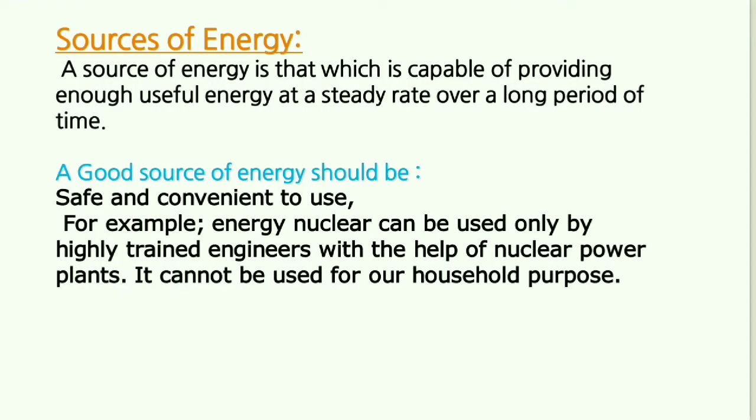To begin with, what is a source of energy? A source of energy is that which is capable of providing enough useful energy at a steady rate over a long period of time. So, there are some requirements for a good source of energy. These include safe and convenient to use. For example, nuclear energy can be used only by highly trained engineers with the help of a nuclear power plant. It cannot be used for our household purpose.